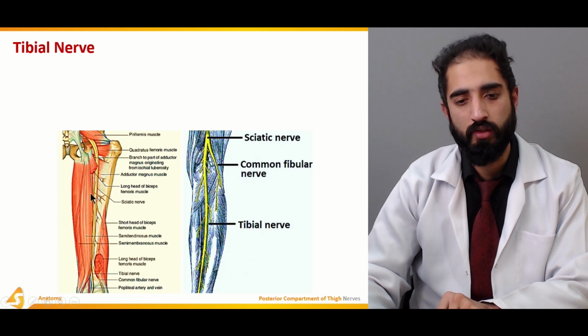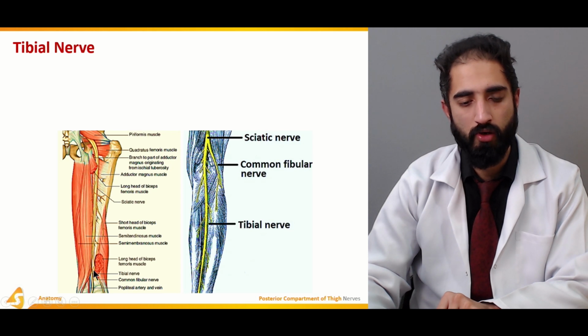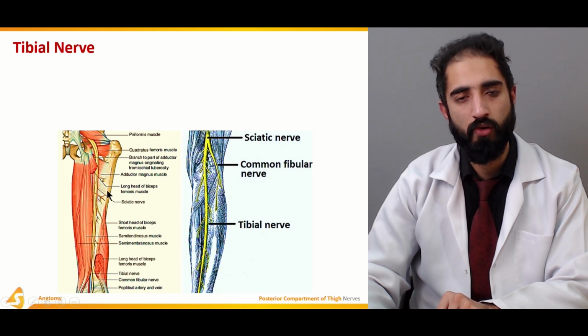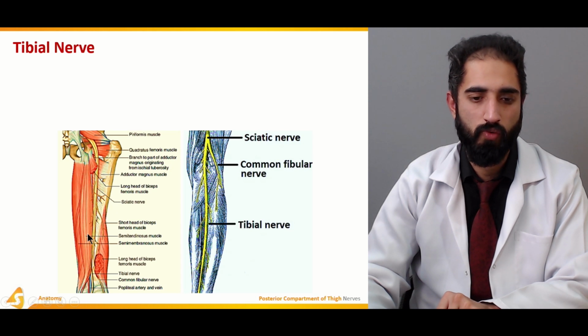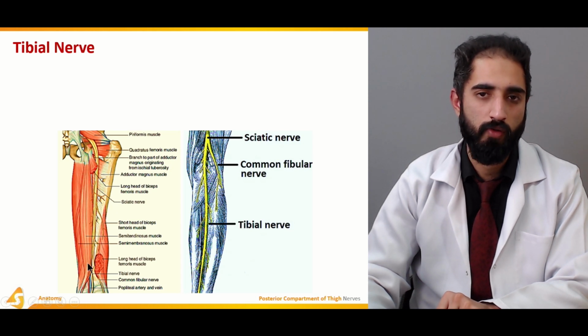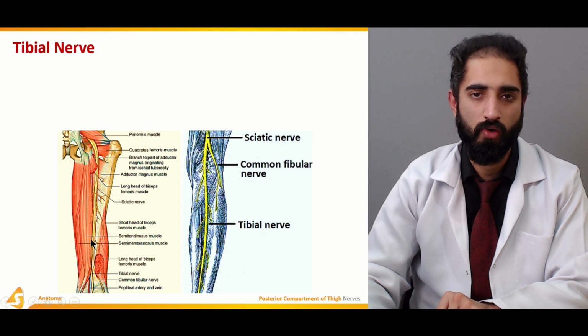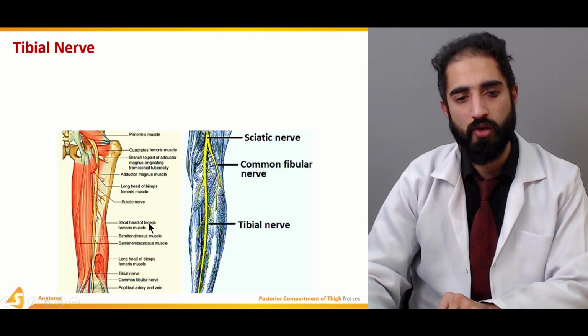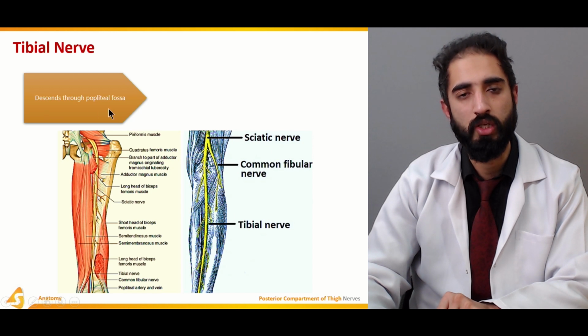Here we can see the sciatic nerve, which branches into the common fibular nerve and the tibial nerve. The sciatic nerve exits beneath the piriformis, passes on the adductor magnus, and the long head of the biceps crosses it. When it reaches about the termination of the posterior aspect of the thigh, it divides into two branches, the tibial nerve and the common fibular nerve. So it descends through the popliteal fossa.